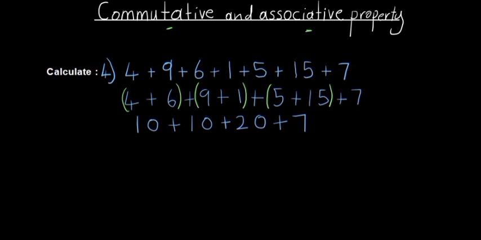Now our addition is easy. So all we have to do is to add the 10 and the 10, the 20 and the 7. So the answer will be 47. So this is the final answer.